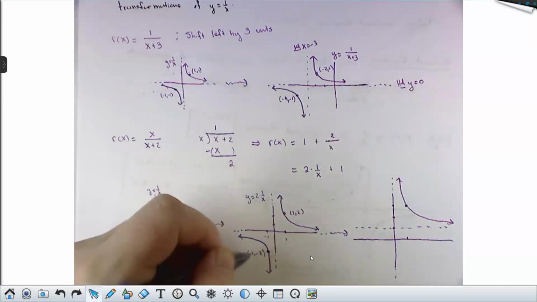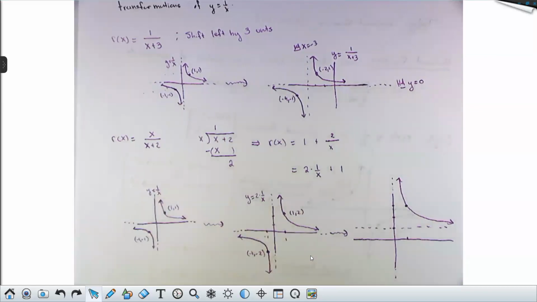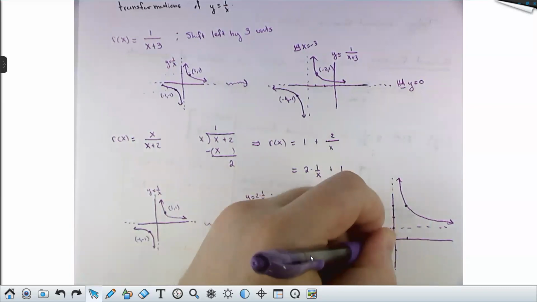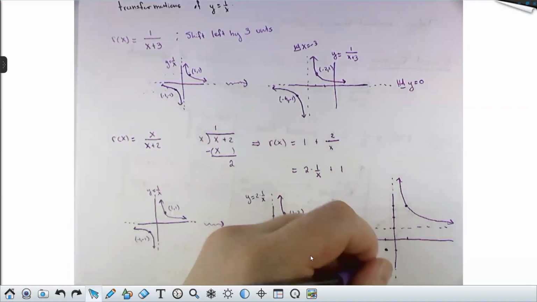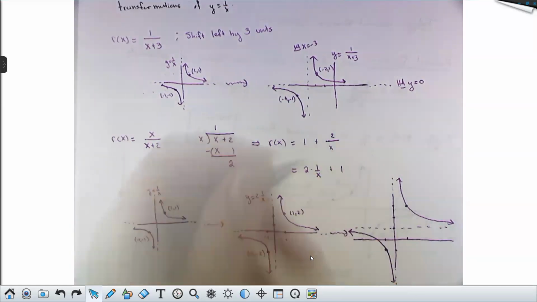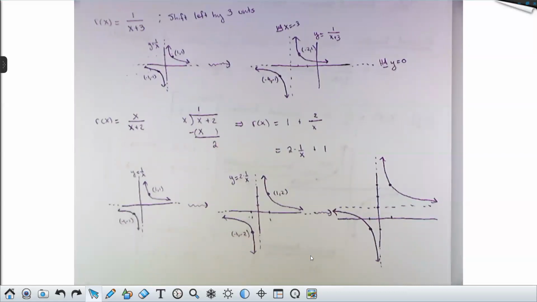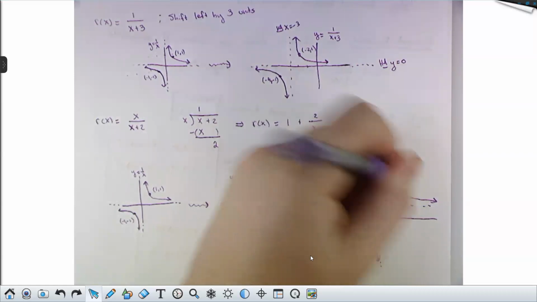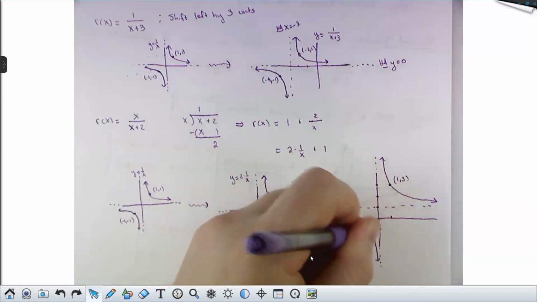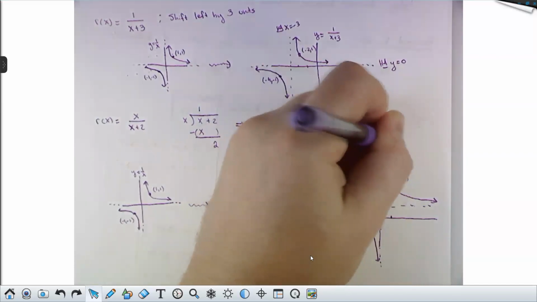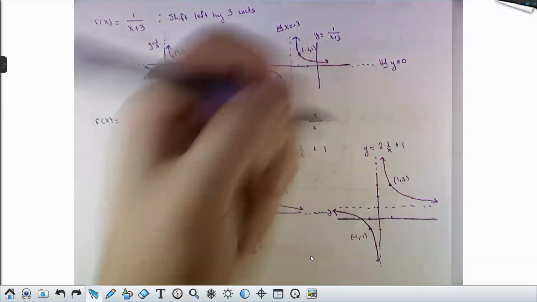If I take the point -1, comma -2, and I move it up 1, that's going to go back to -1, comma -1. And here I would have something like this. So this is my transformed graph. This is the point 1, comma 3. This is the point -1, -1. And the graph here is the graph I wanted, which is 2 times 1 over x plus 1.